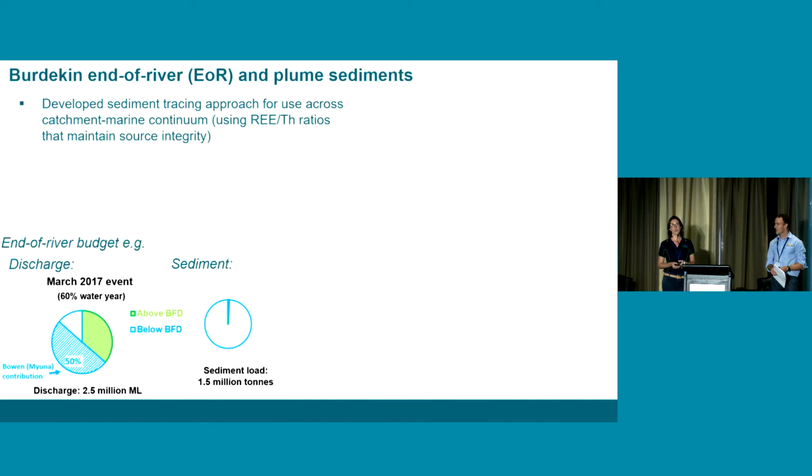We were fortunate to work with John Olley to develop a tracing approach using the rare earth element to thorium ratios that would allow us to maintain that source integrity within the catchment and apply that out to those samples from flood plumes. And we were really looking at multiple lines of evidence here. I've got an example at the bottom of the slide of the discharge and sediment budget for the Burdekin River catchment. This example is from the Cyclone Debbie event of March 2017. You can see the contributions from above the Burdekin Falls Dam and also below the Burdekin Falls Dam.